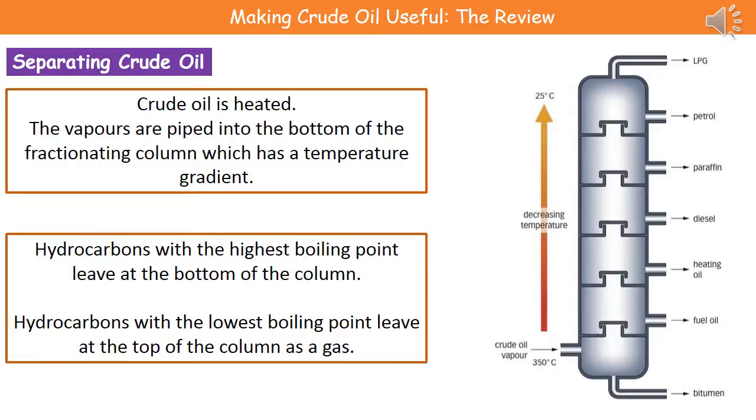We will find the other ones, as you can see, throughout the different sides there. So we've got petrol, paraffin, diesel, heating oil and fuel oil. They've all got their own boiling points, and therefore they're going to get to different heights in the column. And it's all down to the fact that the different fractions are going to condense into a liquid at different temperatures as you go up that column.